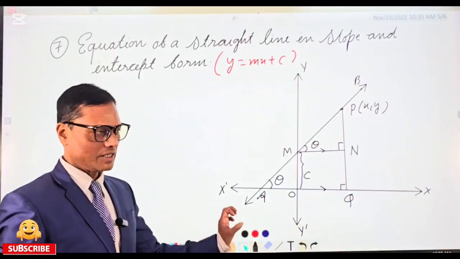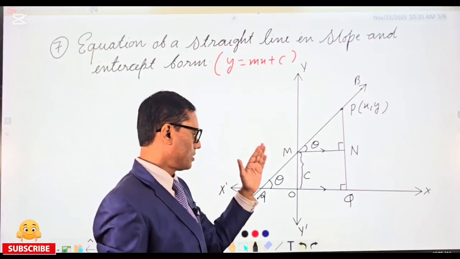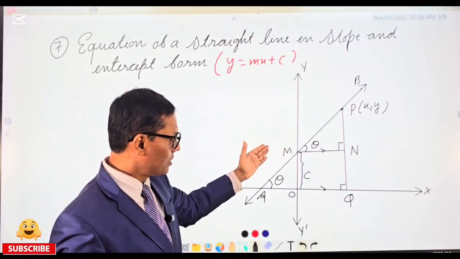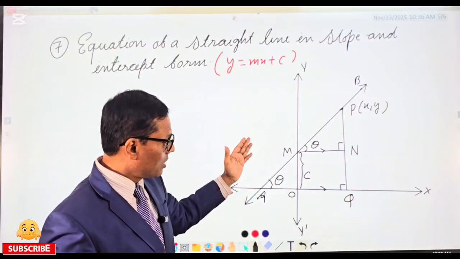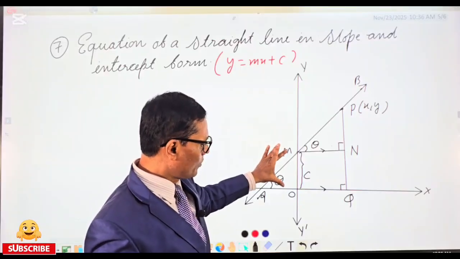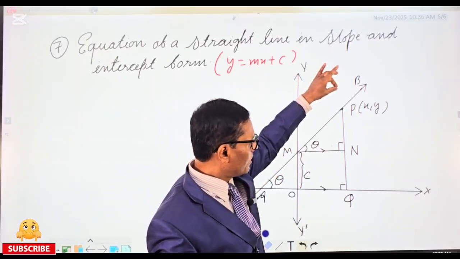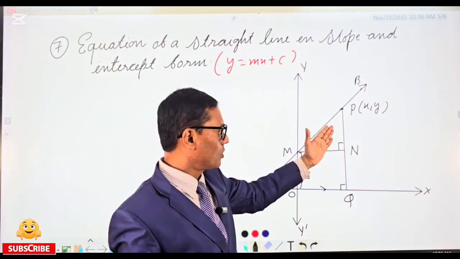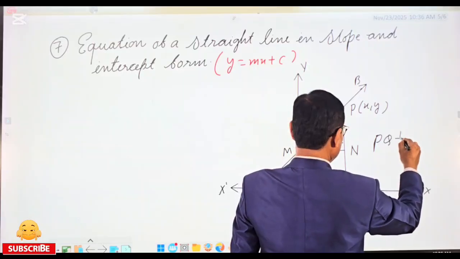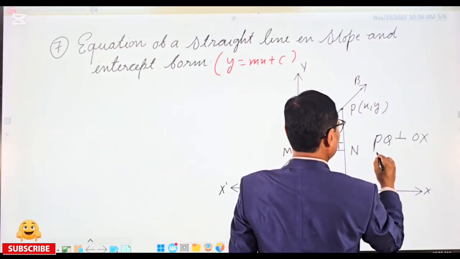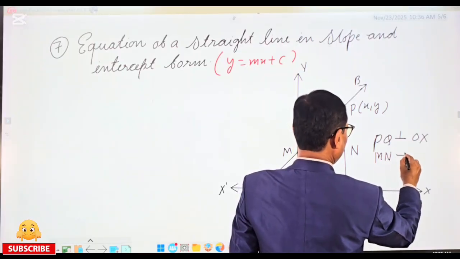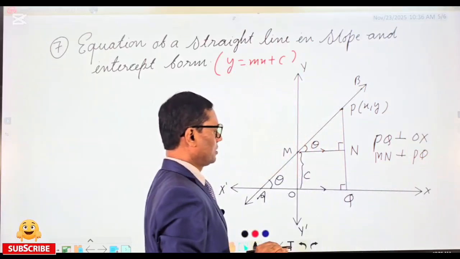We all have to write in language. If it comes in the examination, let a line cut x-axis at point A and y-axis at the point M such that its inclination is theta, right? And let P(x, y) be any point on the line, and it cuts y-axis at M such that OM equals C. That's also better to write. And let P(x, y) be any point on the line, then PQ perpendicular to OX, and MN perpendicular to PQ. Yes, it will be better if you write.